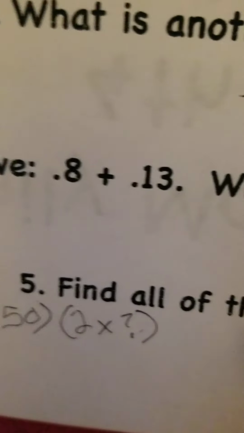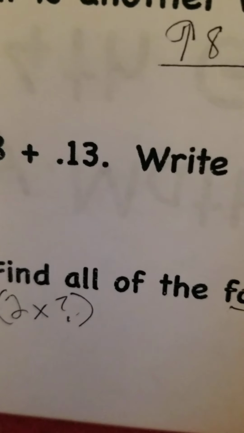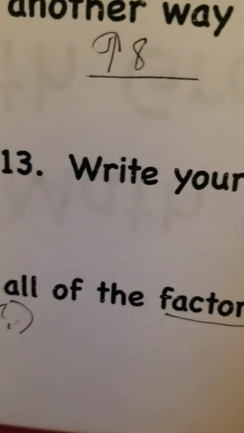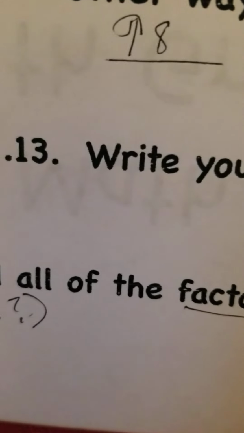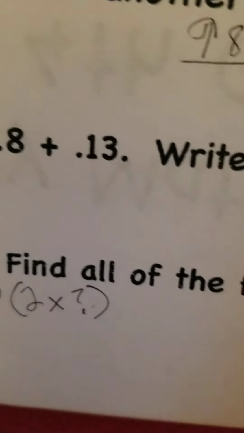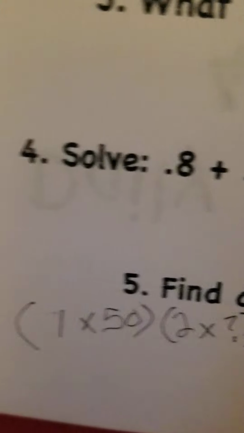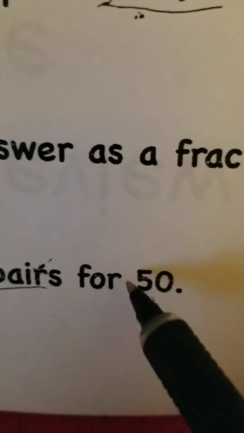Can 3 go into 50? 3 times what is 50? If it can't go into it, then those are not factor pairs. Can 4 go into 50? If it can, then 4 times what is 50? Okay? 5 times what is 50? 6 times what is 50? Only if it can go into it without a remainder. So factor pairs are the 2 digits that would equal the number they gave you.